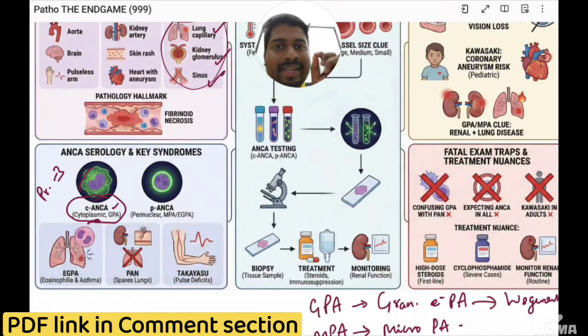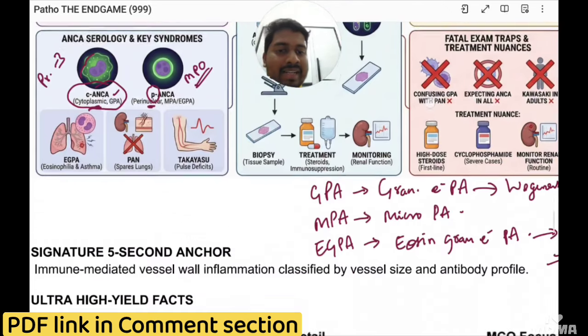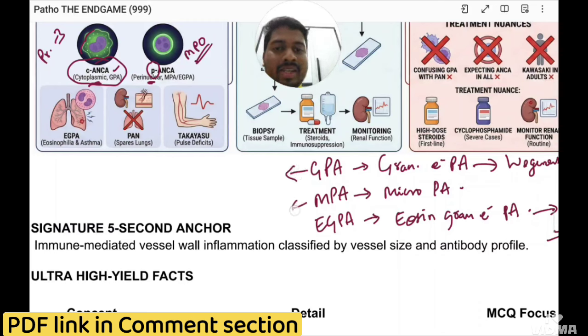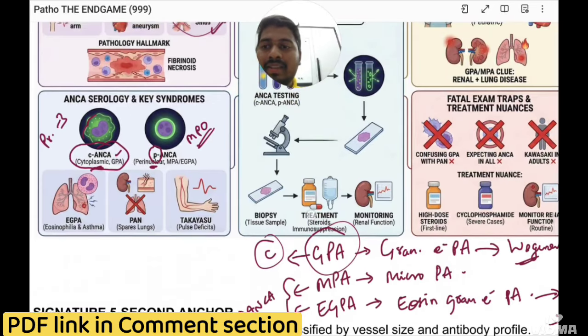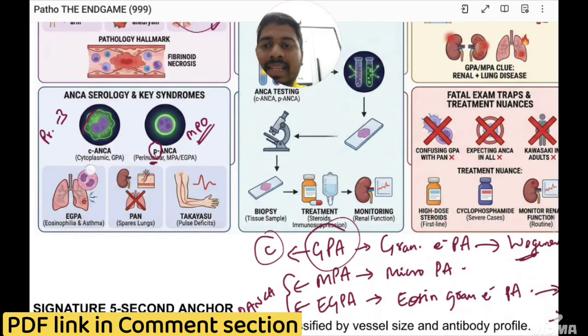And in P ANCA, these antibodies are targeted against the perinuclear area, especially myeloperoxidase. So it is known as P ANCA. Okay, so now based on C ANCA and P ANCA, we have two different categories. Okay, MPA and EGPA, that is microscopic polyangiitis and Churg-Strauss syndrome, they have P ANCA positivity. And Wegener's granulomatosis, that has C ANCA. Okay, that is what is given here. So C ANCA is seen in granulomatosis with polyangiitis, that is Wegener's, and P ANCA is seen in MPA and EGPA. Okay, so this question always comes in exam, so you are not supposed to forget it.